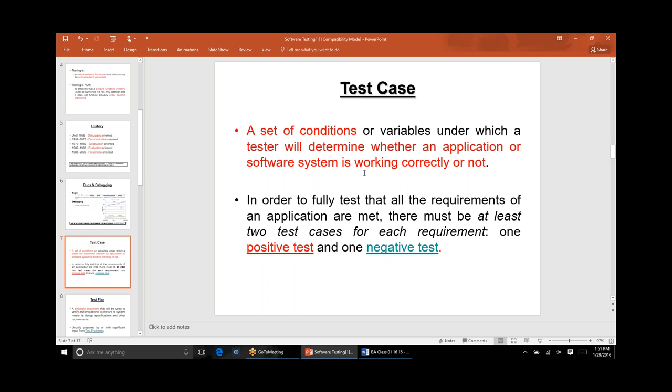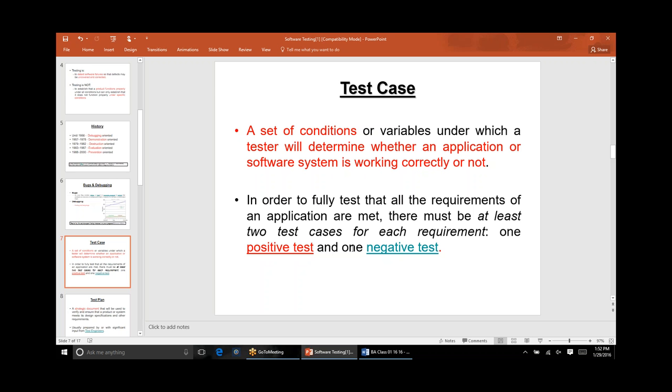And that test case is being done in specific situations, in specific circumstances. Now, a test case could be positive and could be negative. So make a note of that. Test case could be positive and could be negative, both.